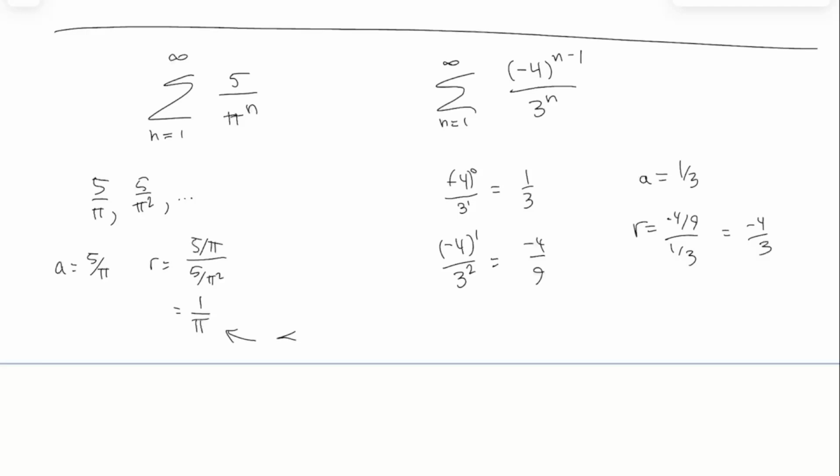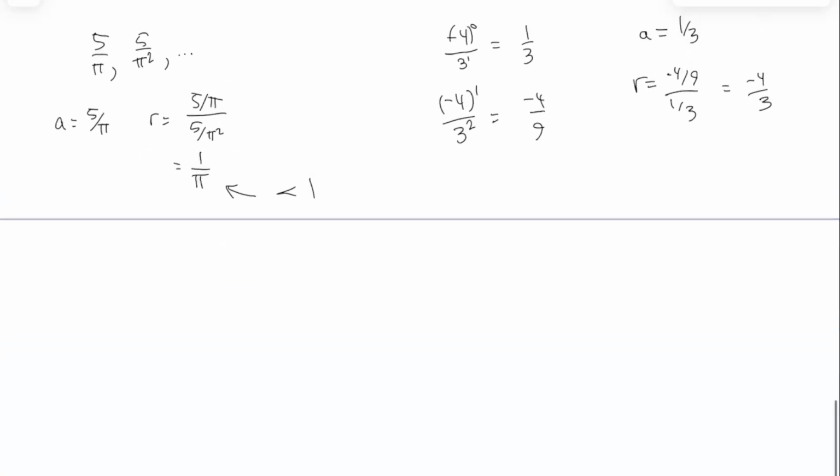And then, so my answer, this is in the appropriate range, right? This is less than 1 in absolute value. Pi is something like 3, so this is something like a third. And so I can use the formula. That means it converges to a over 1 minus r. And this, I suppose you could simplify in some weird way, but I would leave it like that. Any thoughts about that one? I think that's what I saw basically everywhere.